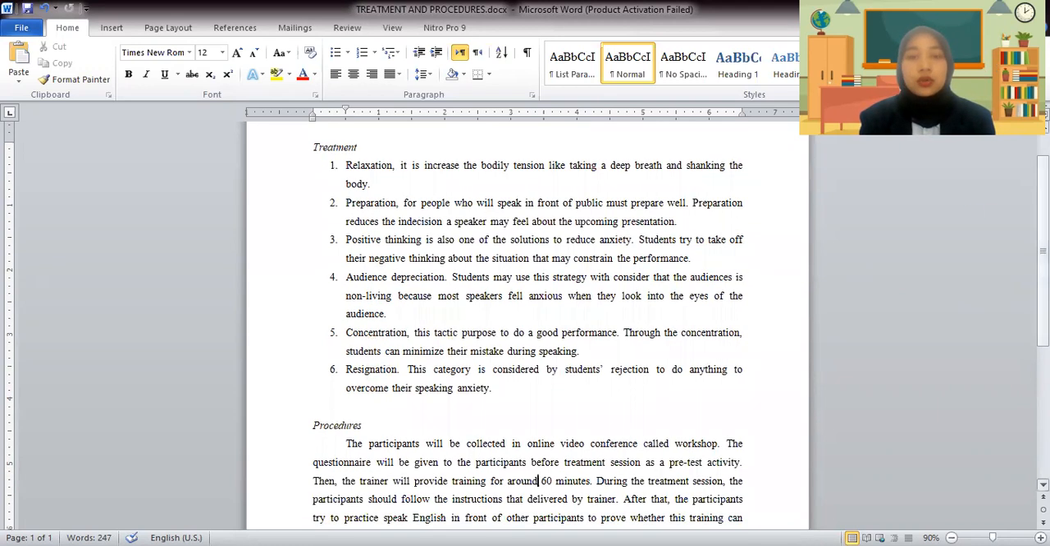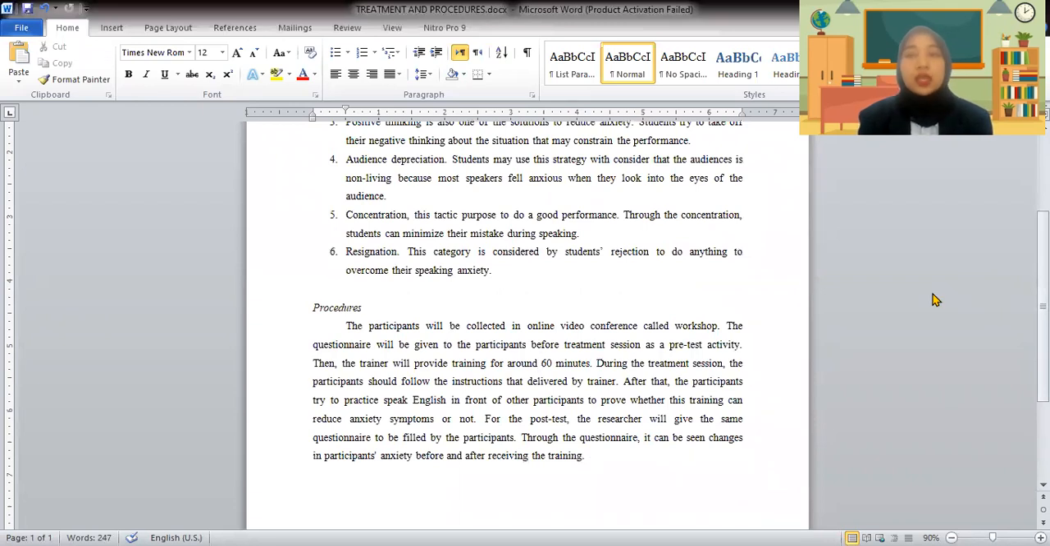And then the procedure of the treatment is the participant will be collected in online video conference called workshop. The questionnaire will be given to the participant before treatment session as a pre-test activity. And then the workshop will be conducted around 60 minutes. During the treatment session, the participant should follow the instruction delivered by trainer. After that, the participants try to practice speak English in front of other participants to prove whether this training can reduce anxiety symptoms or not.